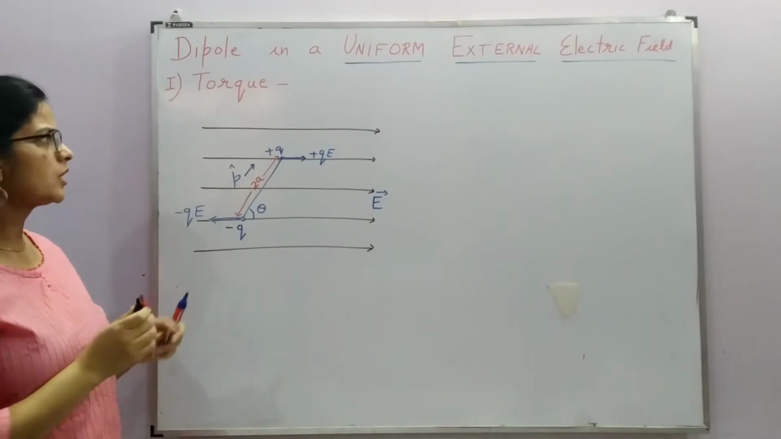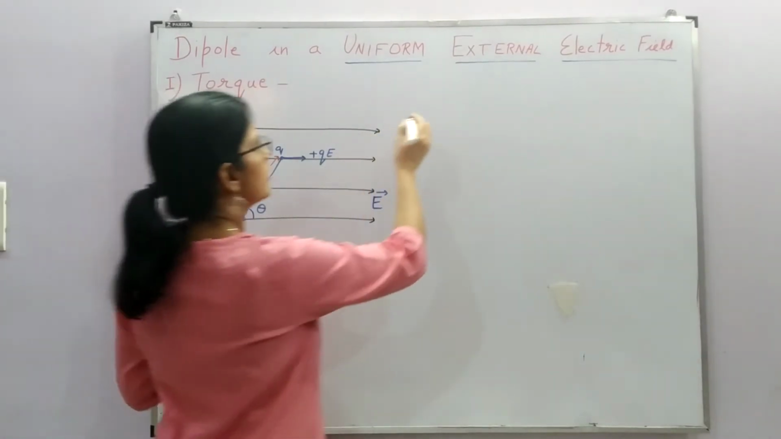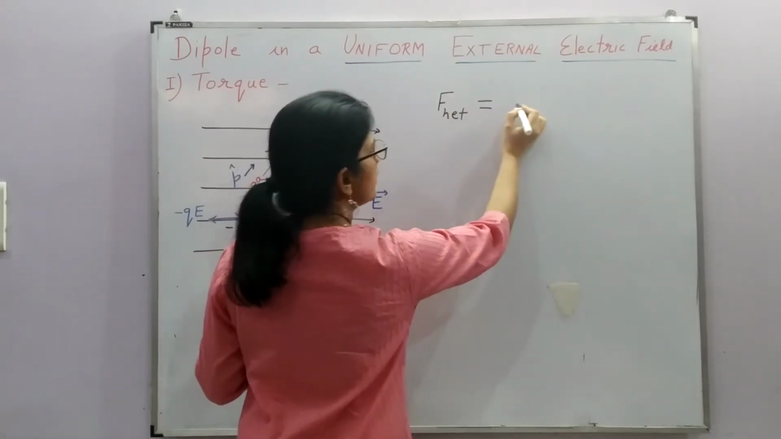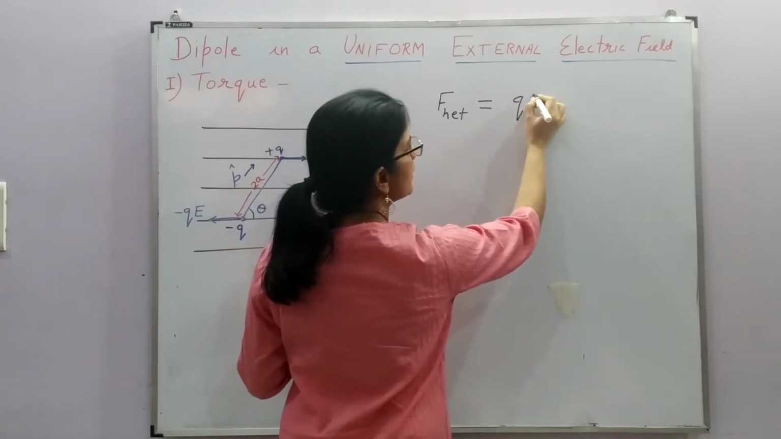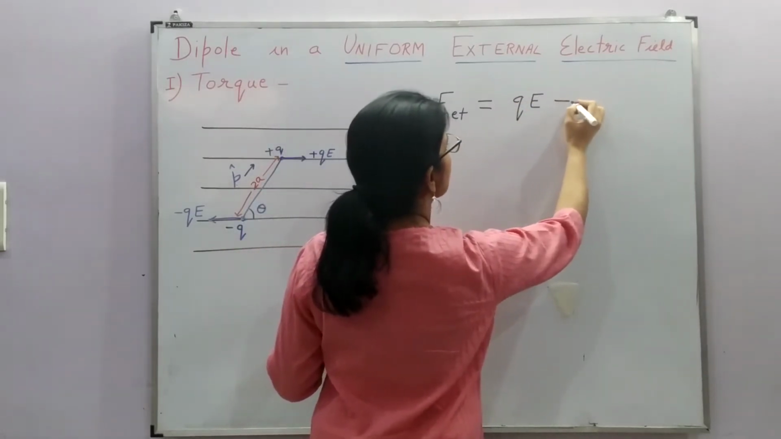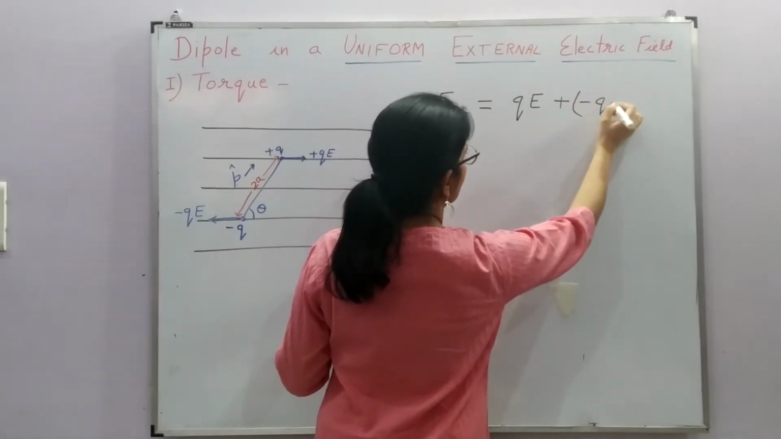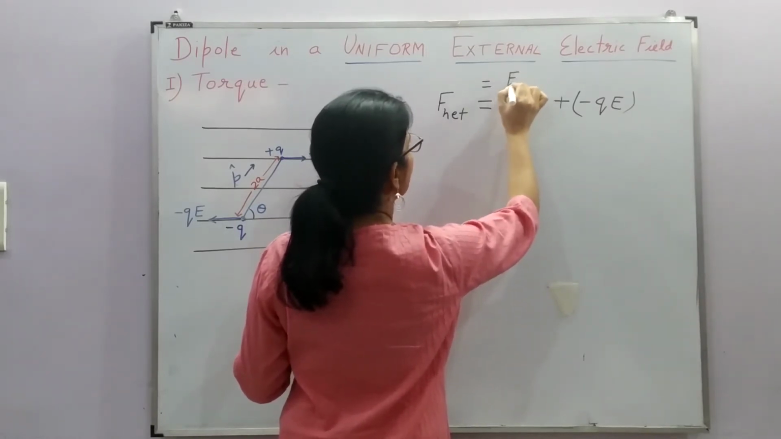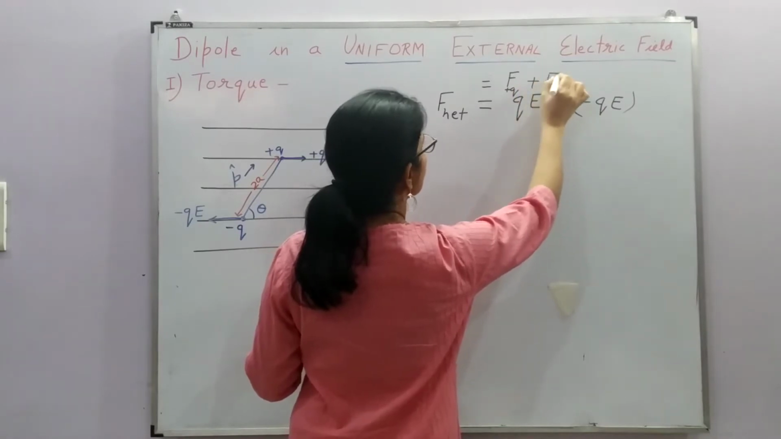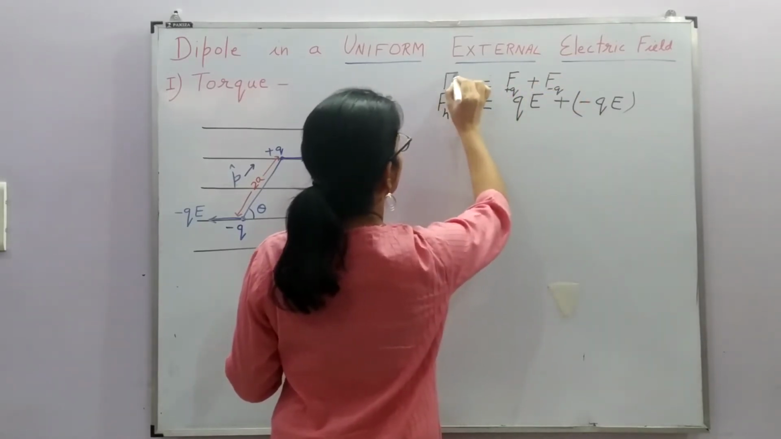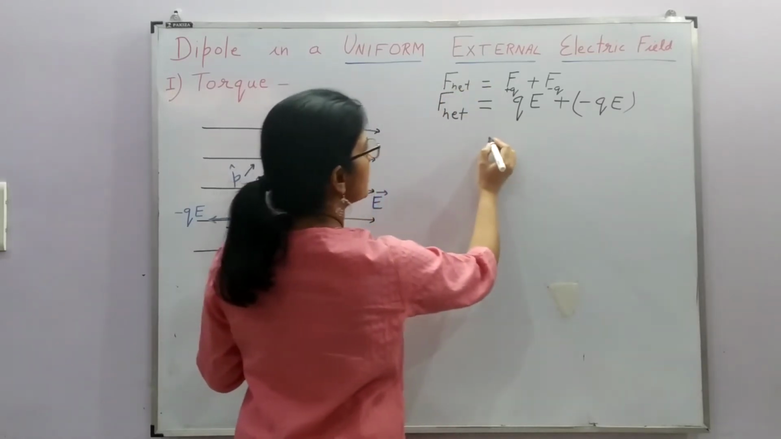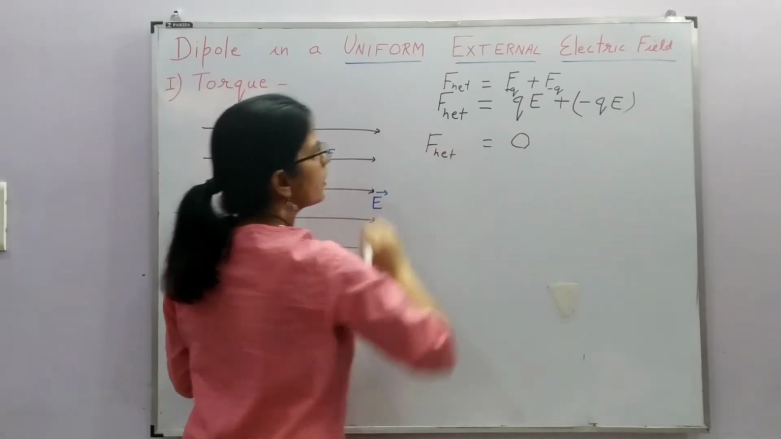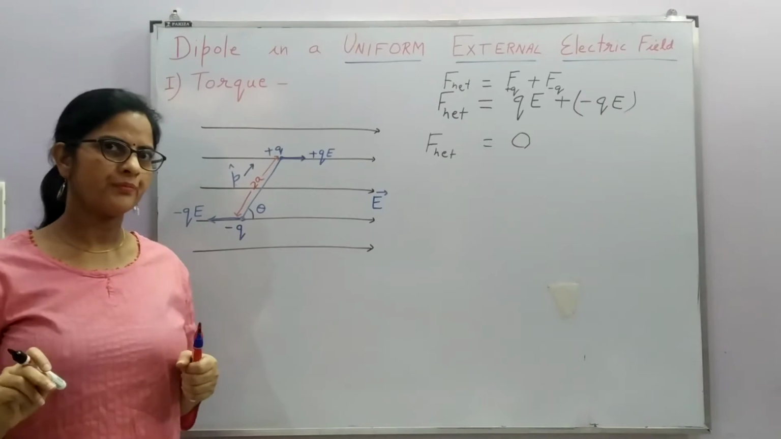Now, if we want to find out the net force acting on this dipole, it is equal to QE plus minus QE. So that means this is the sum of the force acting on plus Q and the force acting on minus Q. Right? So this makes it 0. What happens if the net force acting is 0?